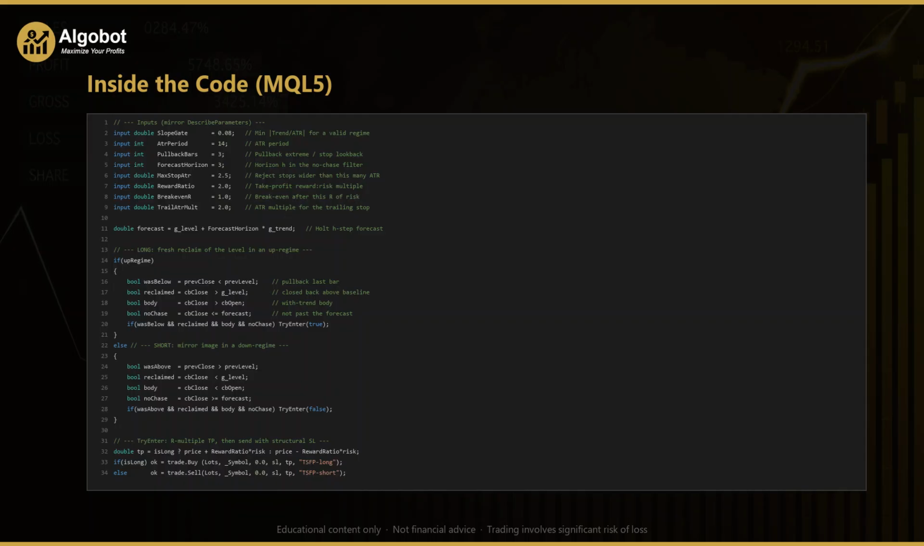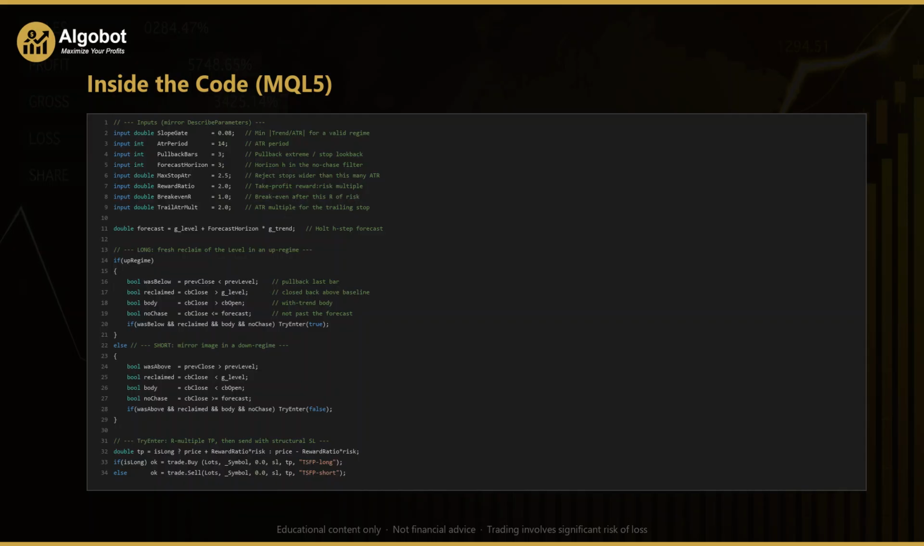The short block is the mirror image. In a down regime, it checks that the previous close was above the level, that this close is back below the level, that the candle closed below its open, and that the close is still at or above the forecast. When those line up, it calls triangle with false, which fires a sell.